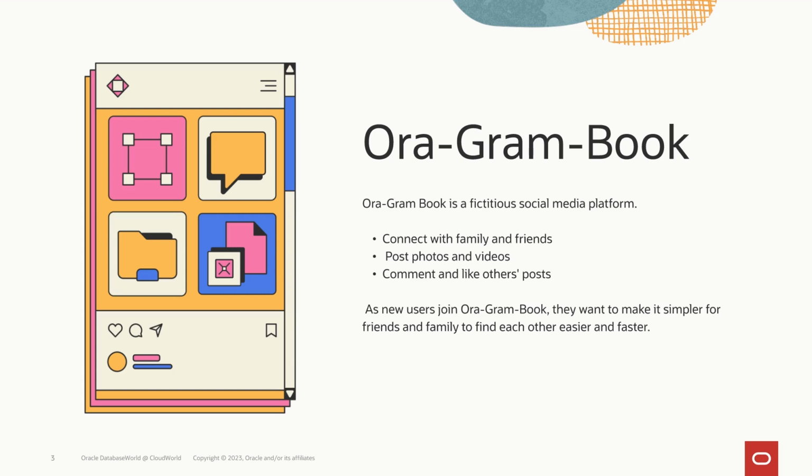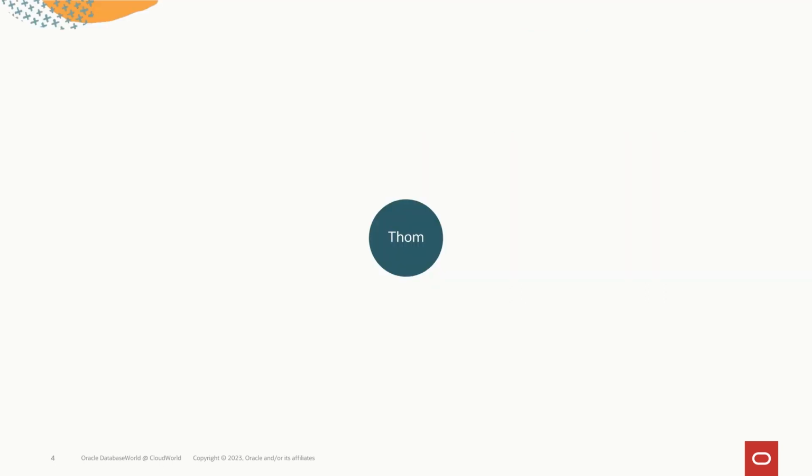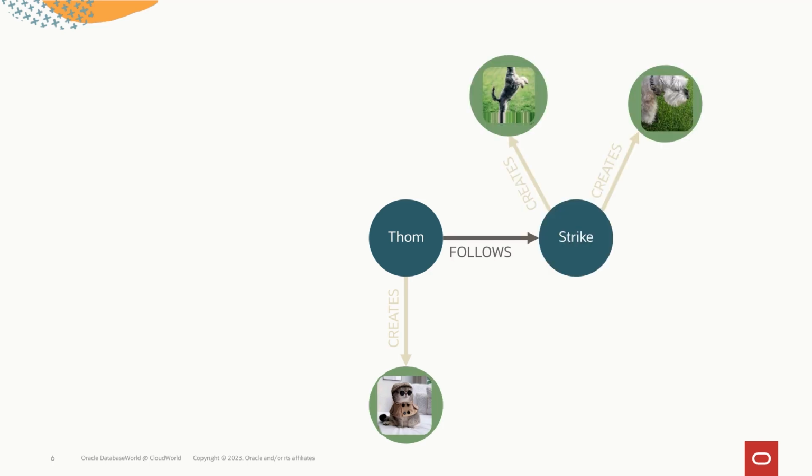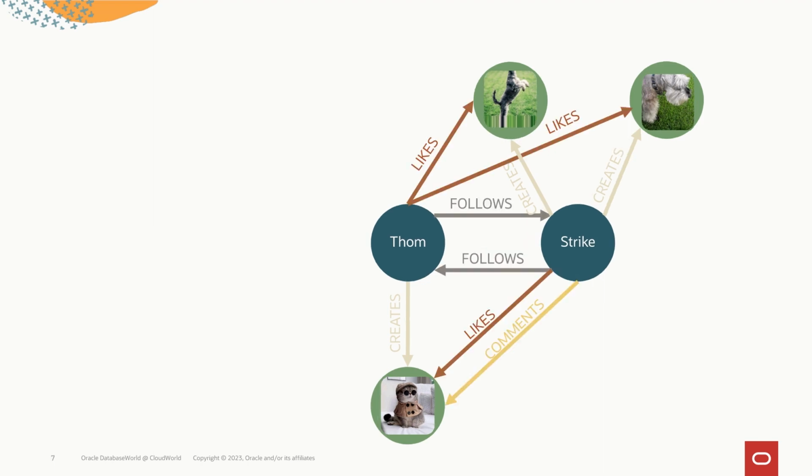But what does this new user experience look like? Tom is new to Oragram Book. He makes his first post. It's a picture of himself. Hi, Tom. Then Tom finds his friend Strike and follows him. Strike has 2 posts in his profile. Now Strike realizes that Tom has joined social media after saying he wouldn't and follows him back.